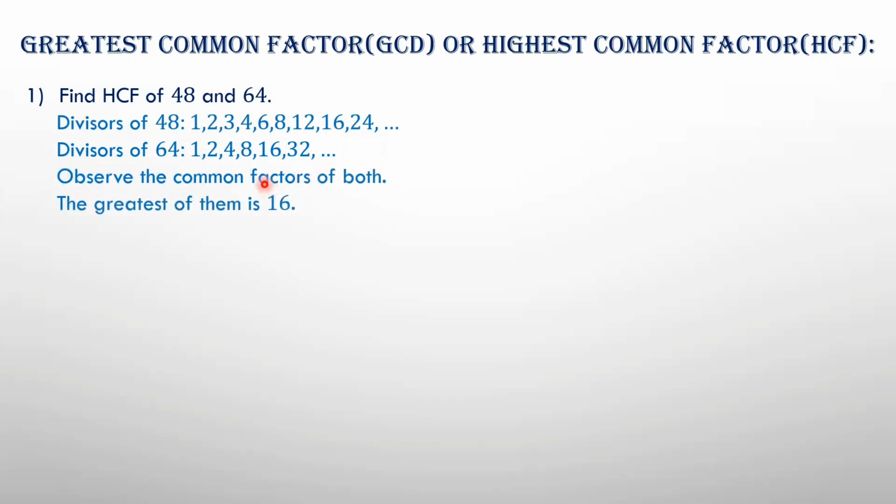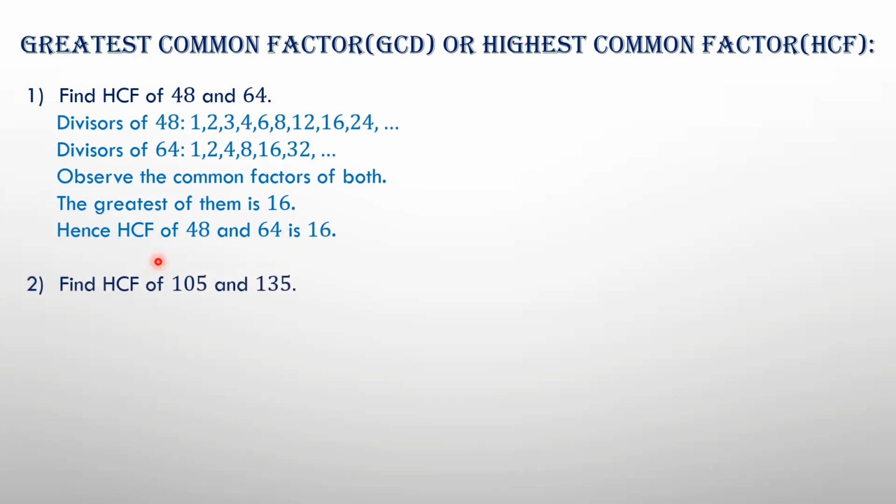Common divisors: 1 is common, 2 is common in both, 4 is also common in both, 8 is common in both, and 16 is common in both. And we want the highest common factor. So the highest of them is 16. So GCD or HCF of 48 and 64 is 16.